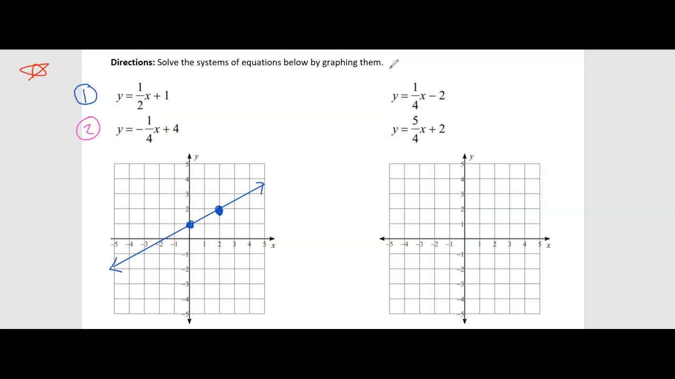So for number 2, our y-intercept is 4. Our slope is -1/4. So I'd be traveling down 1 and over 4. That puts my second point right here. And here's my line. So a little bit better. There we go.